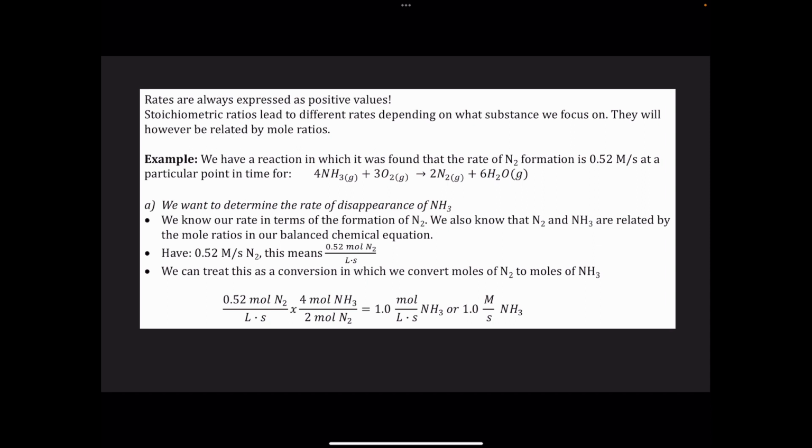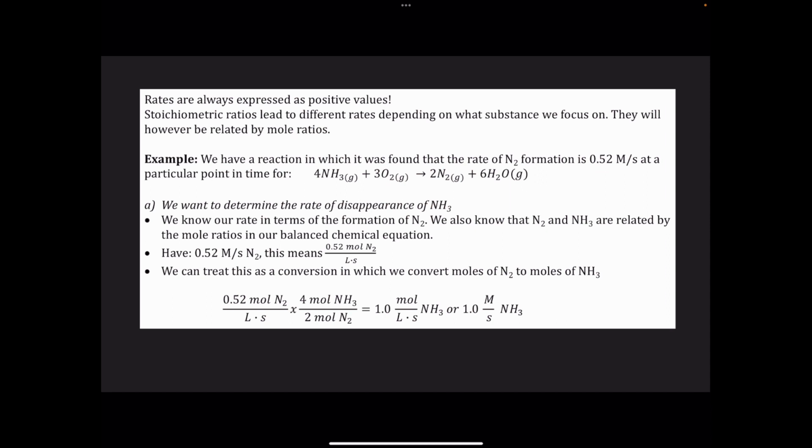Stoichiometric ratios in our balanced equations lead to different rates depending on what substance we focus on. So we're not going to generally talk about a single rate. We're talking about a rate in reference to a single reactant or a single product. And one substance to another in our balanced chemical equation, they are related through our mole ratios, just like you did when you looked at stoichiometry in your first semester course.